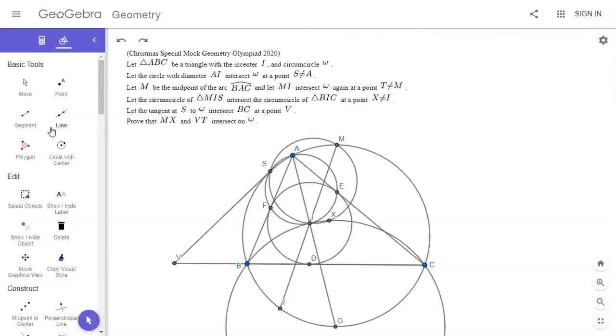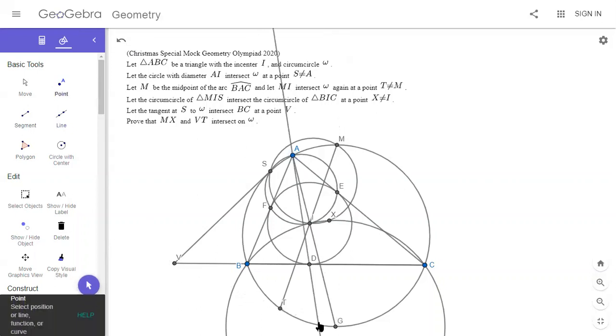So I worked on this problem just a small amount of time, so I'll admit that. But I noticed that AD also passes through that point, and I feel like that has to help in solving this problem. So I was thinking maybe I could let AD meet the circle at a point H, and then I could show VT and H are collinear and MX and H are collinear. Maybe that would work.